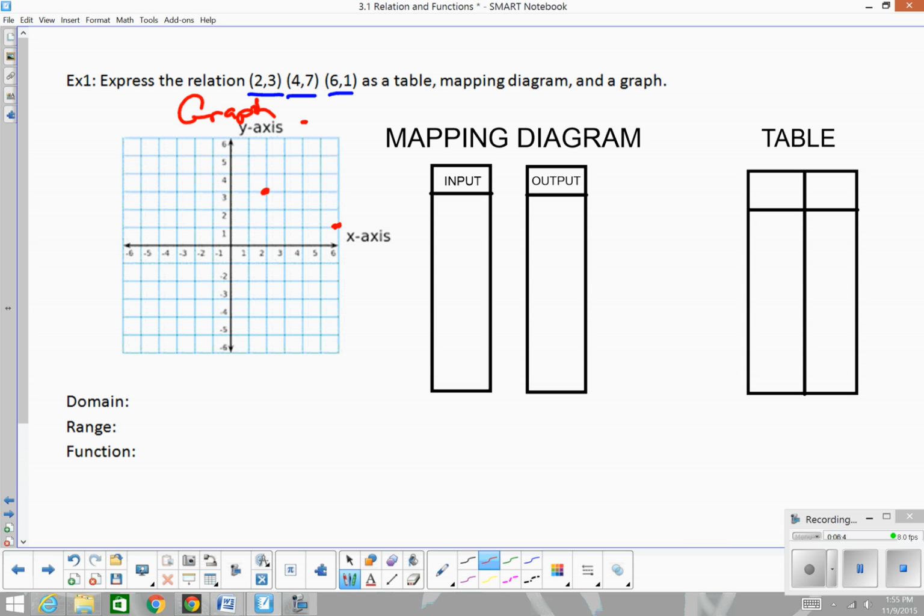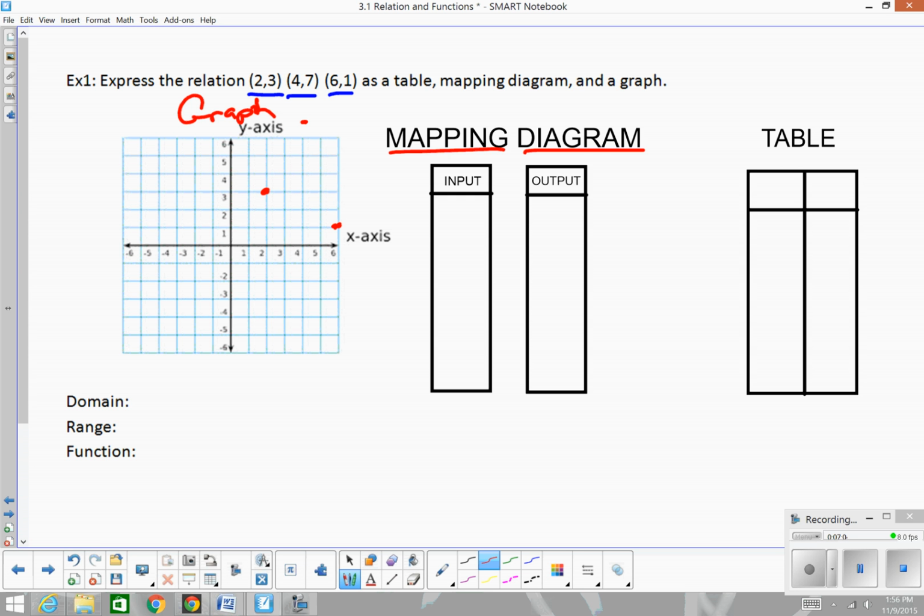Now, if I was going to represent this information using a mapping diagram. Okay, a mapping diagram is something that you might not have seen before, but it's another way to represent data and to determine whether it's a function or not. So if I want to represent a mapping diagram, if you just want to pause the video to draw these columns, okay, so you could organize.